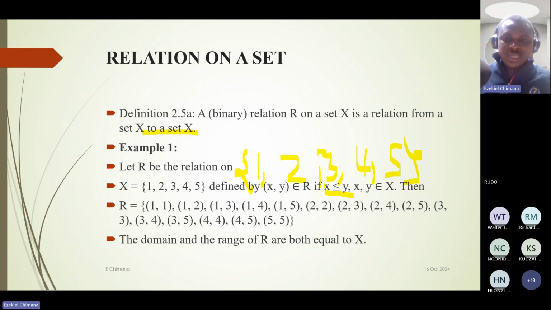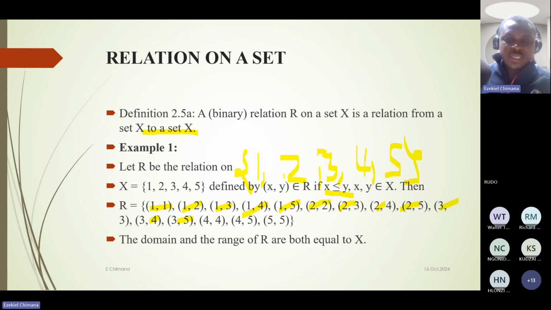And then we are going to check if X is less than or equal to Y. If X is less than or equal to Y, then we take that value. So you can check: is 1 less than or equal to 1? Yes, that's why you have this. 1 is less than 2? Yes, that's why you have this. 1, 3, 1, 4, 1, 5. Then 2, is it less than or equal to 1? No. 2, is it less than or equal to 2? Yes, that's with 2, 2, 2, 3, 2, 4, 2, 5. Then 3, is it less than or equal to 1? No. Less than or equal to 2? No. Then we have 3, 3, then 3, 4, then 3, 5.